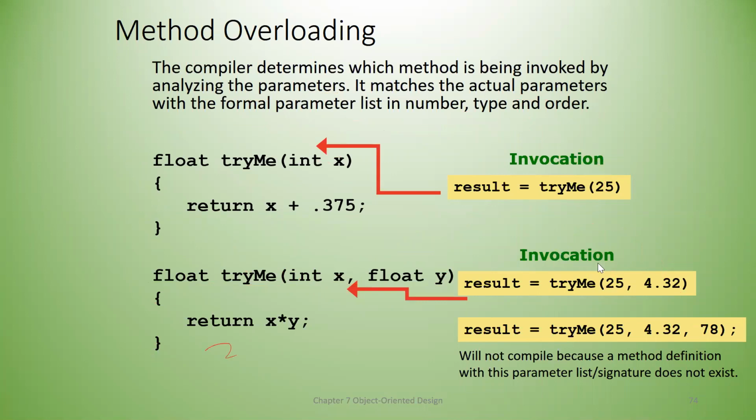So when you call try me with one parameter, it will look at this one. Oh, it matches. It immediately uses this one.